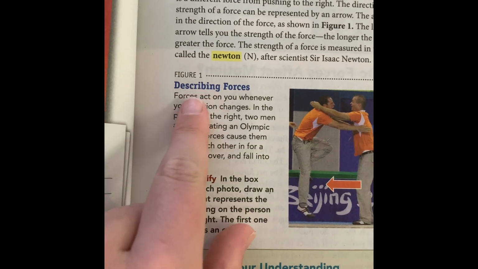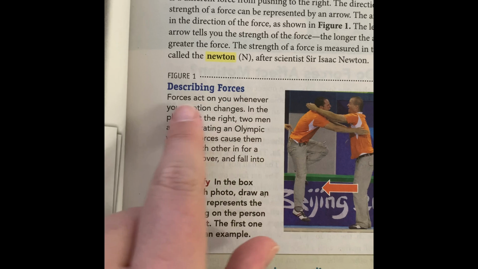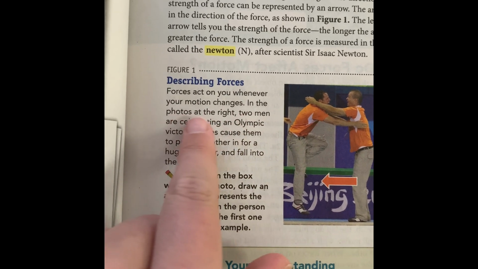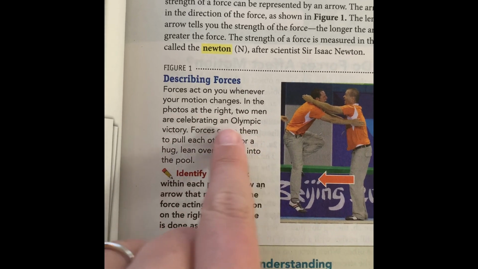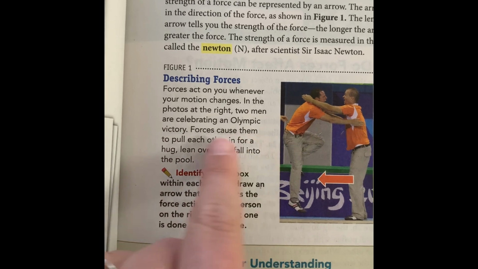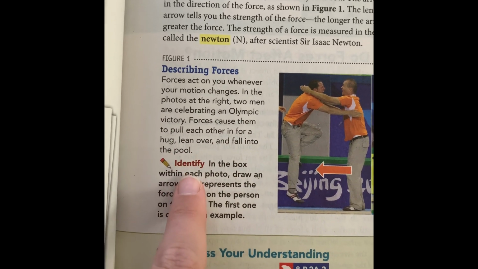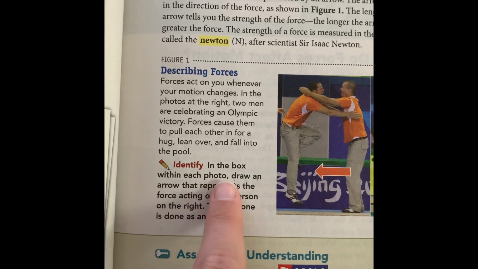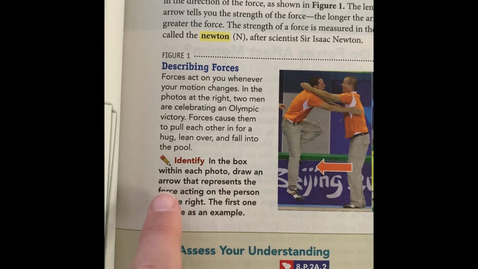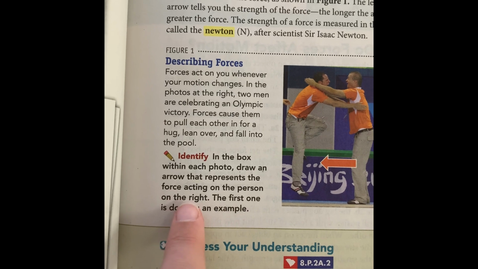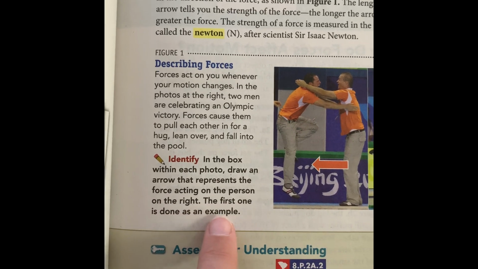All right, describing forces. Forces act on you whenever your motion changes. In the photos at the right, two men are celebrating an Olympic victory. Forces cause them to pull each other in for a hug, lean over, and fall into the pool. So, in the box within each photo, draw an arrow that represents the force acting on the person on the right. The first one is done as an example.